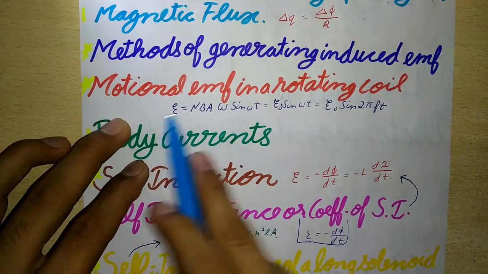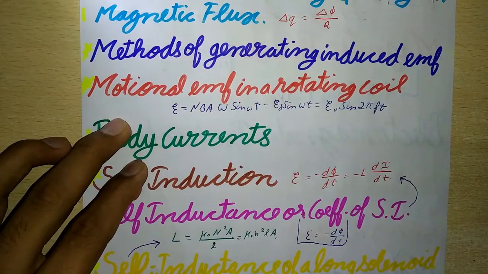Now next is motional EMF in a rotating coil.